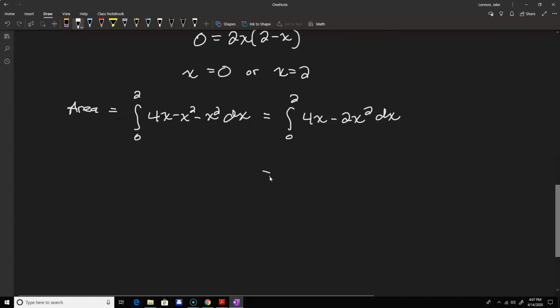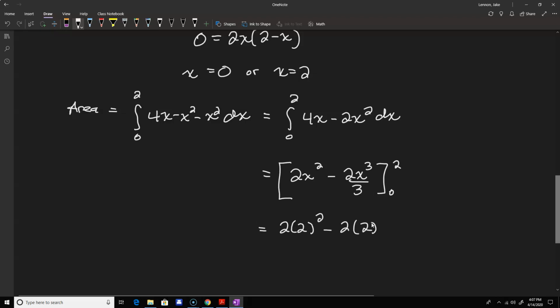So we have, let's see, 4x squared over 2, which is just going to be 2x squared. And we have minus 2x cubed over 3, just using the antiderivative rules from 0 to 2. So basically, we just have to plug in 2. So we get 2 times 2 squared minus 2 times 2 cubed over 3. So we've got 8 minus 16 thirds, which is 8 thirds.